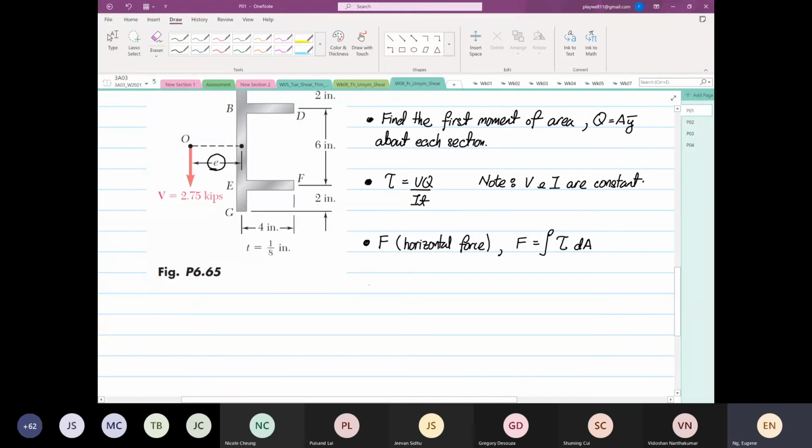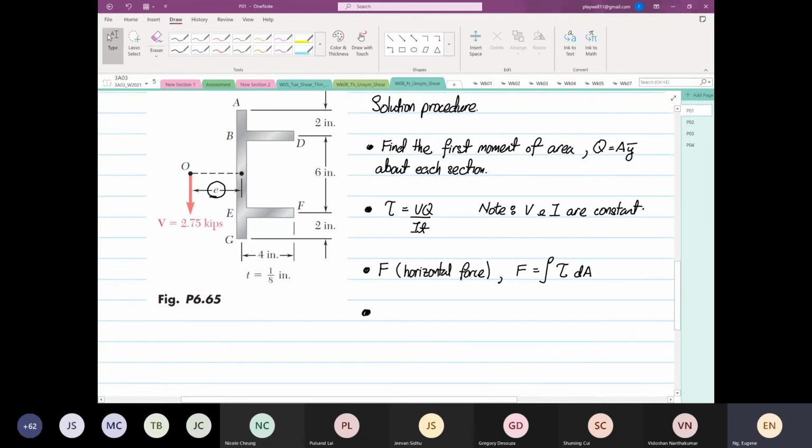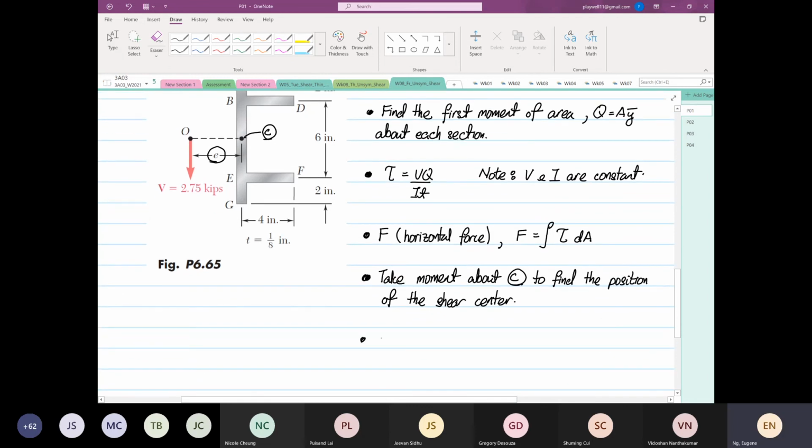Following from here, we're going to take moment about point C, and you ask me where is point C. So this point over here, we're going to call it our point C. Then we're going to find the position of the shear center, and lastly, we're going to calculate the distribution of the shearing stress.